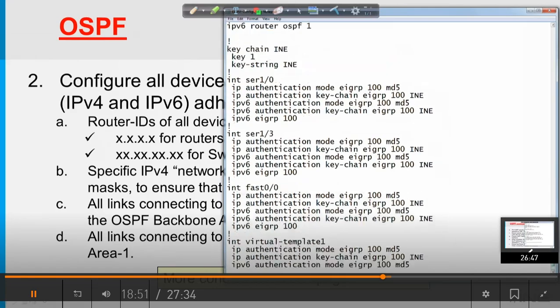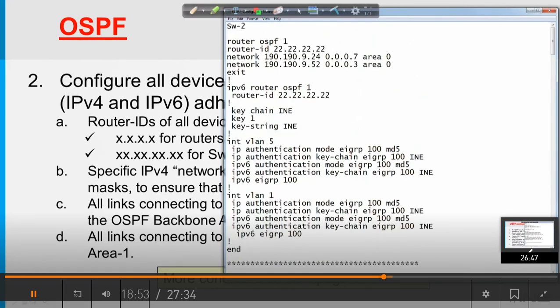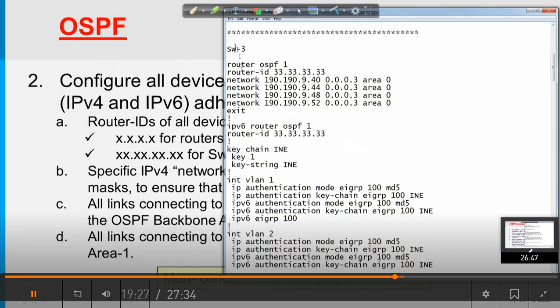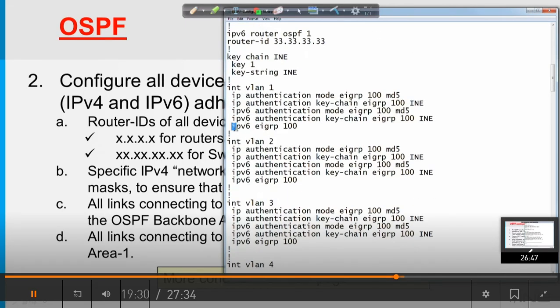Okay, so let's scroll back up and see what else I need to do here to create this config. So I've got the IPv6 process, so now what I need to do is go onto the interfaces and enable my IPv6 OSPF, IPv6 OSPF 1, and here's where I specify the area as well. So this is switch 2, so he's going to be in area 0. IPv6 OSPF 1, area 0. And also that other VLAN is going to be there. Okay, great. Switch 3, all of his interfaces will also be in area 0.